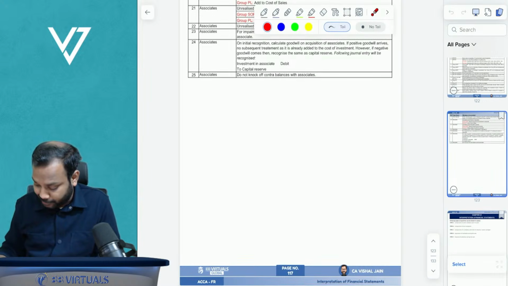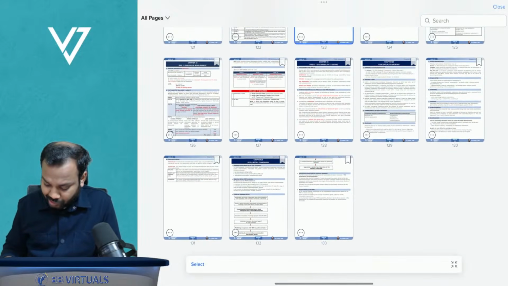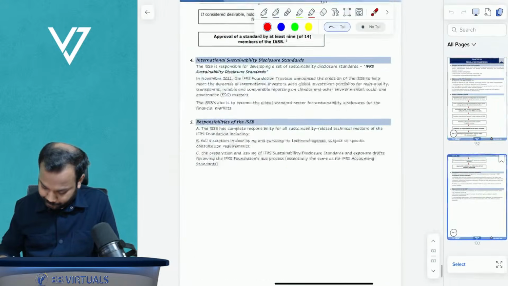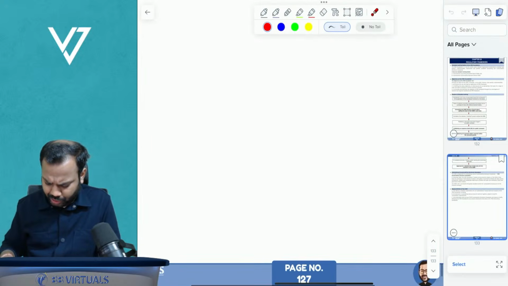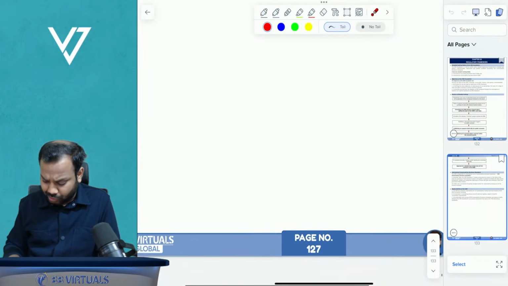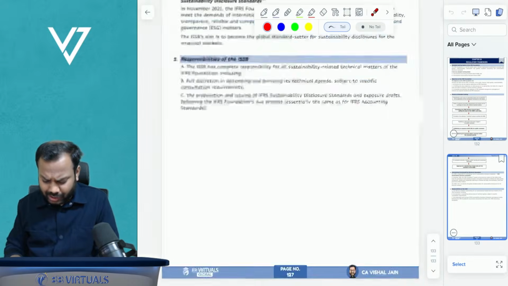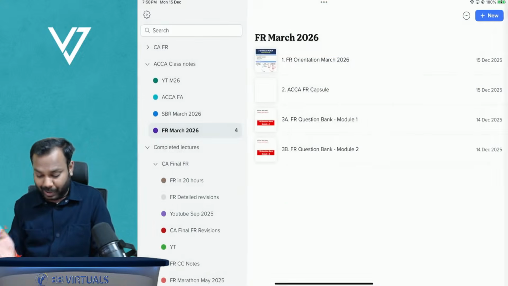Just see here. 133 pages. Last page is page number 133, right? So you can see the page number. Total page number is 133, but the content is of 127 pages. You can see it here, right? So in the least number of pages, the most level of output.